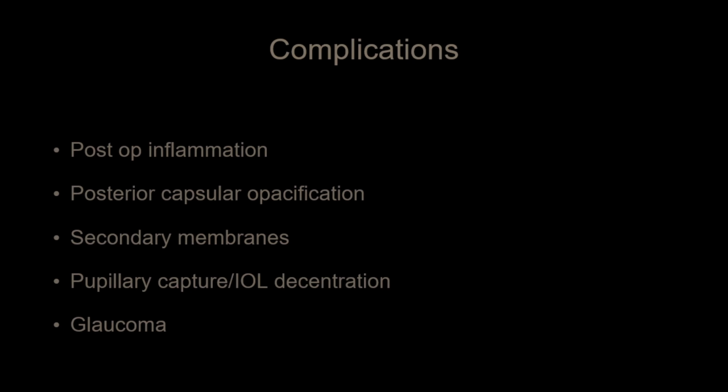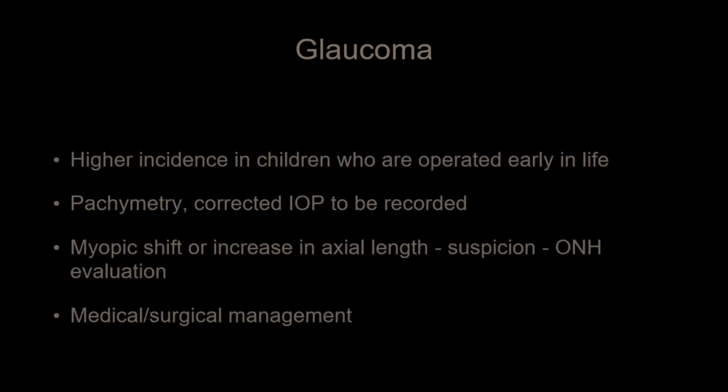Children can also have glaucoma. The incidence is higher in children who are operated earlier in life. Pseudophakia and IOL do not correlate well with glaucoma, meaning it's neutral. Glaucoma incidence is higher in children who were younger at the time of surgery, irrespective of whether you put the IOL or not.